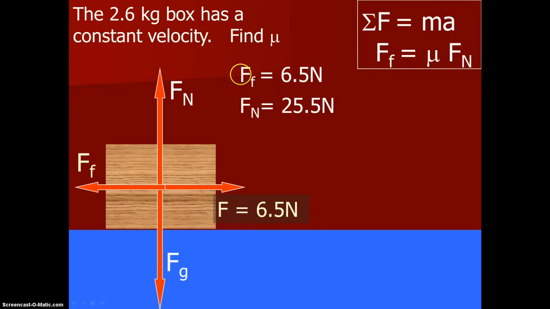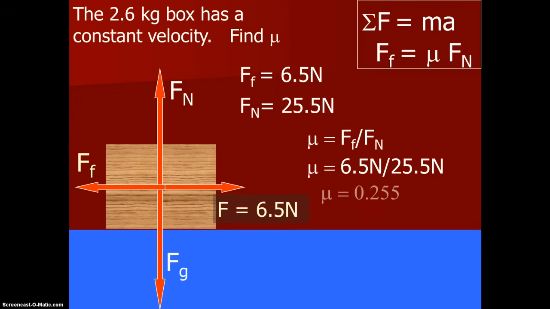So, putting it together, force of friction, 6.5 newtons. Force normal, 25.5 newtons. And we're going to take this equation and solve it for mu. So how do we get mu by itself? We divide both sides by Fn. If I divide this side by the normal force, then I've got to divide that side by the normal force. And I have mu equals force of friction divided by force normal. 6.5 divided by 25.5 newtons. So, 0.255. Notice that this is greater than 0, less than 1.